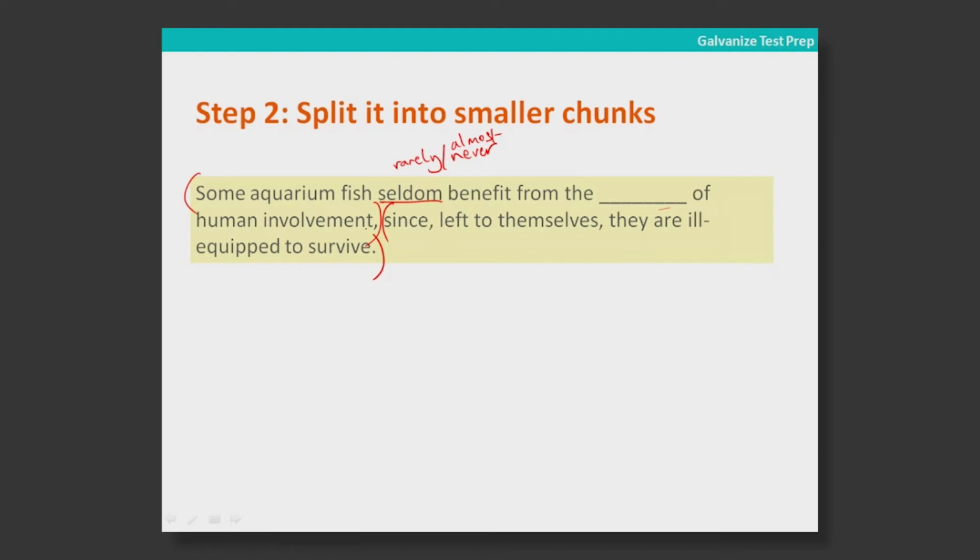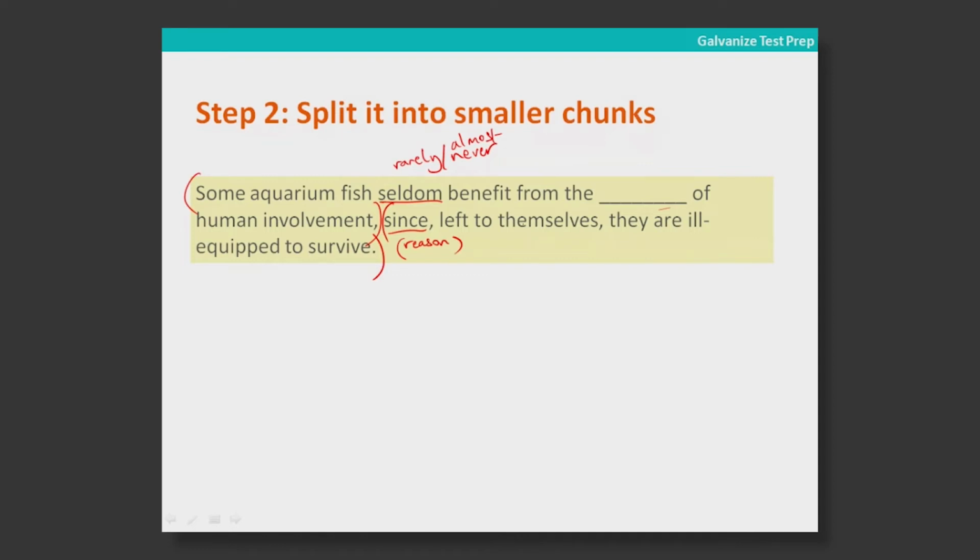Now, do we really know anything much about the human involvement or the fish yet? Not really. We don't have enough evidence to fill the blank. So let's keep reading. Let's understand what the rest of the sentence is saying and see what we're missing. Since, left to themselves, they're ill-equipped to survive. Okay? Since is like another word for because. So we're looking at reason.